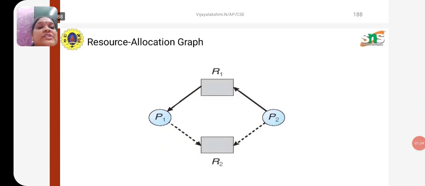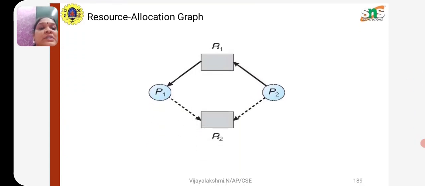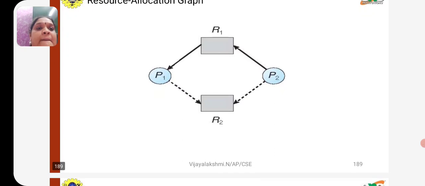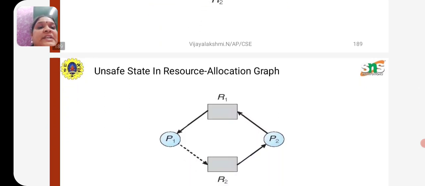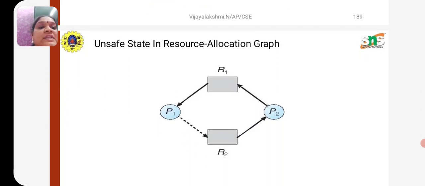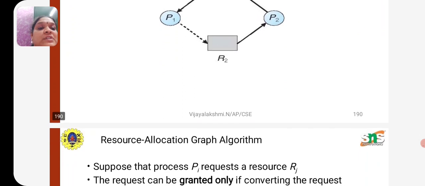And this is the resource allocation graph here. The dashed line is called the claim edge. R1 is held by P1 and P2 is requesting R1. Unsafe state in resource allocation. See, this is unsafe.